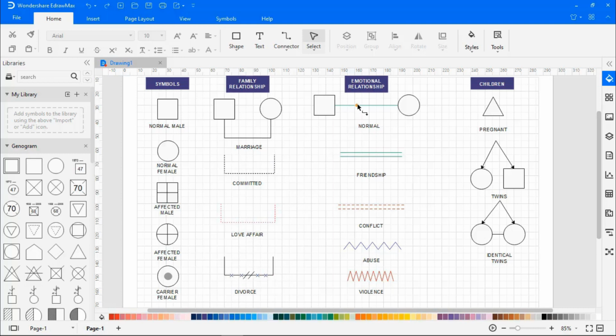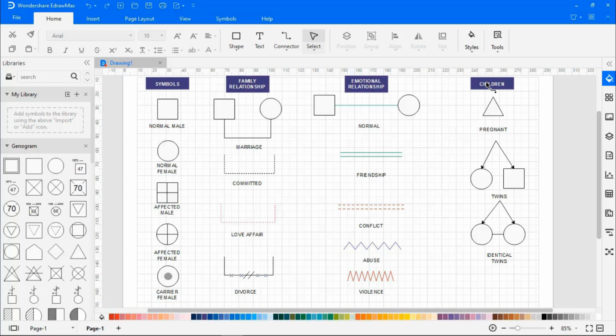Now, let's see other emotional relationship symbols. A straight line connecting male and female is normal. 2 parallel lines means friendship. 2 dotted lines is for conflict. This is abuse, and this one is violence.